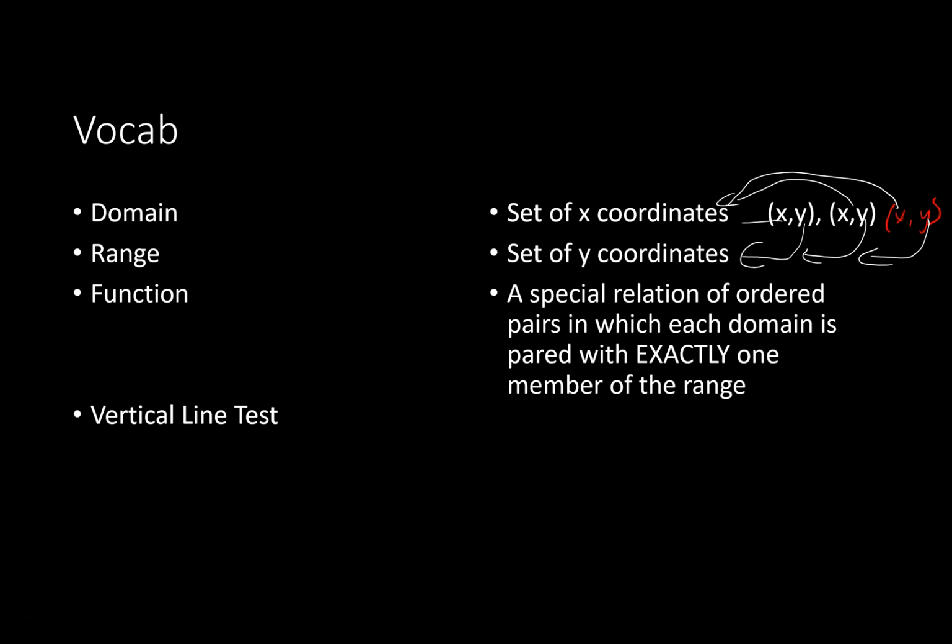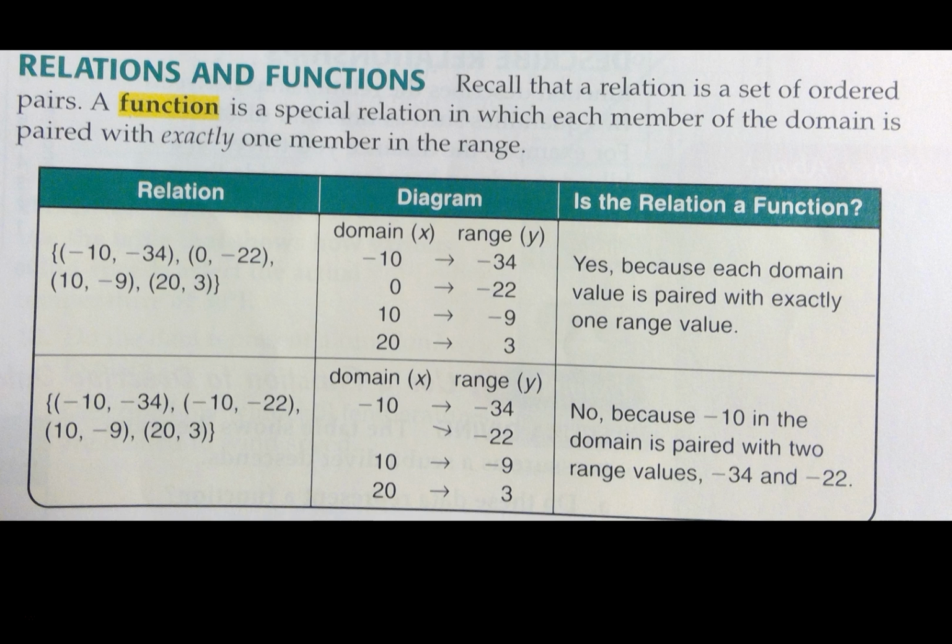So where this becomes significant is when we talk about functions. A function is a special relation of ordered pairs where each domain value, x, is paired with exactly one member of the range, the y value. So each x has exactly one y. I can't have like (3, 1) and (3, 2). That's more than one value in the range for the one value in the domain, so that wouldn't work. That would make it not a function. We'll get into that more in a little bit. And then the vertical line test, we'll get to in a second.